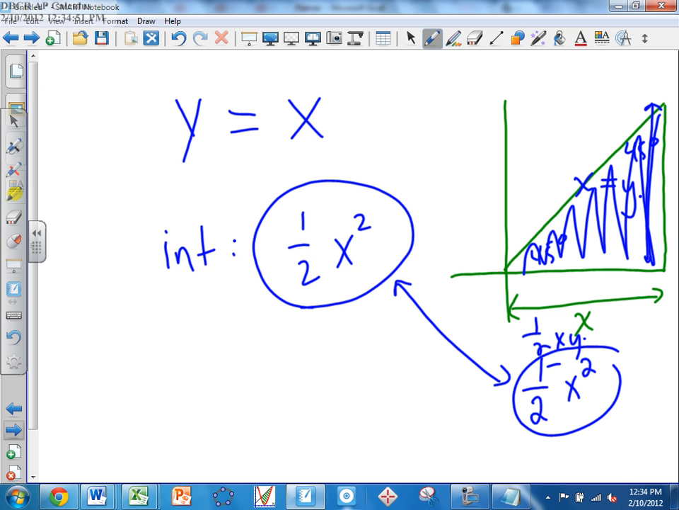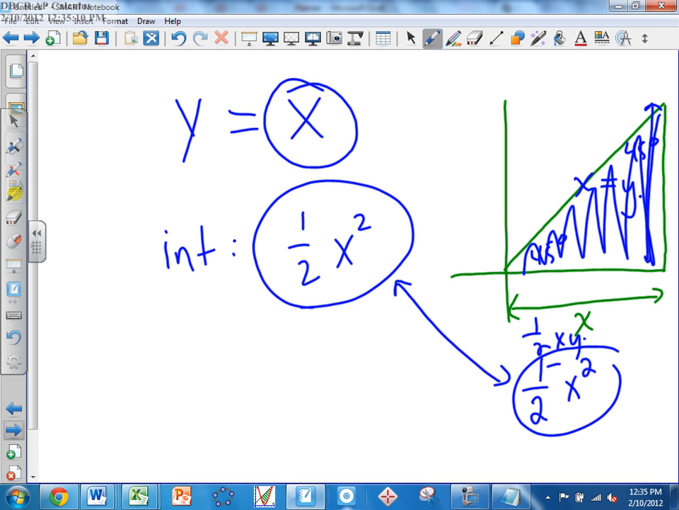Didn't we also get 1/2 x squared here? We also got 1/2 x squared here. So if you look at a curve, we call it a curve even though it's a line. If you look at any curve and you find the area under that curve, it's the same thing as the integral.